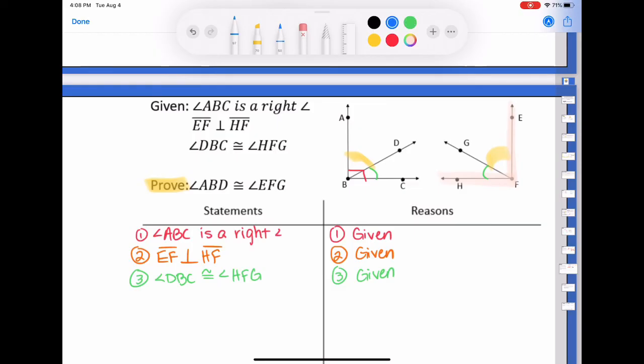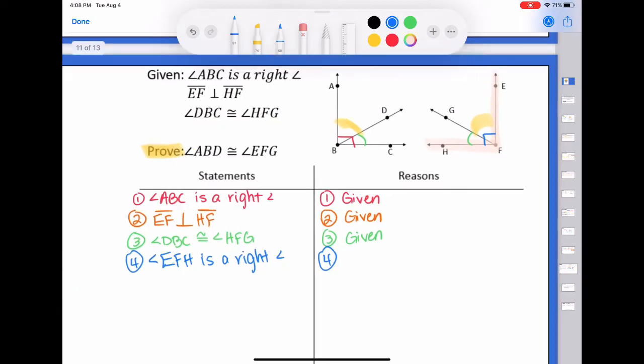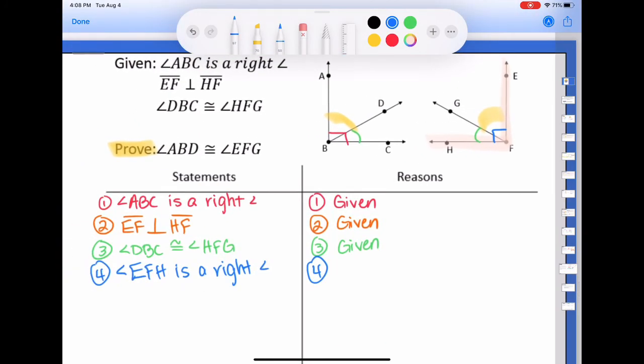Okay, so my next step, step 4, is that I have to say that I have a right angle over here. Angle EFH is a right angle. All right, now this was because I knew that I had perpendicular lines, right? So we'll line up my if-thens. If two segments are perpendicular, then they form a right angle. Okay, so I've got my right angle.